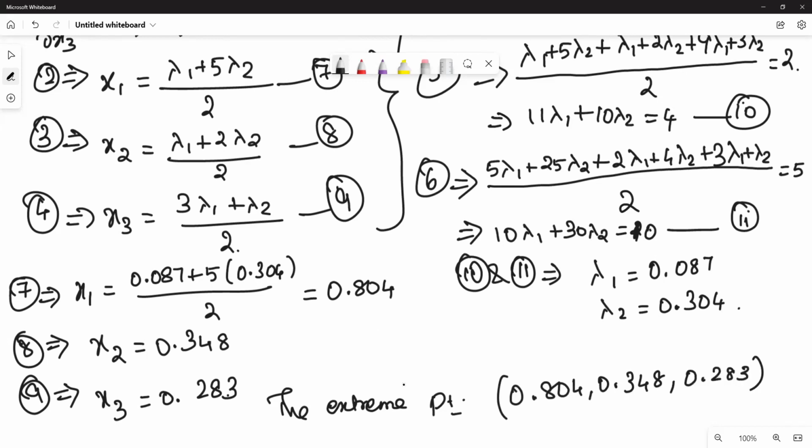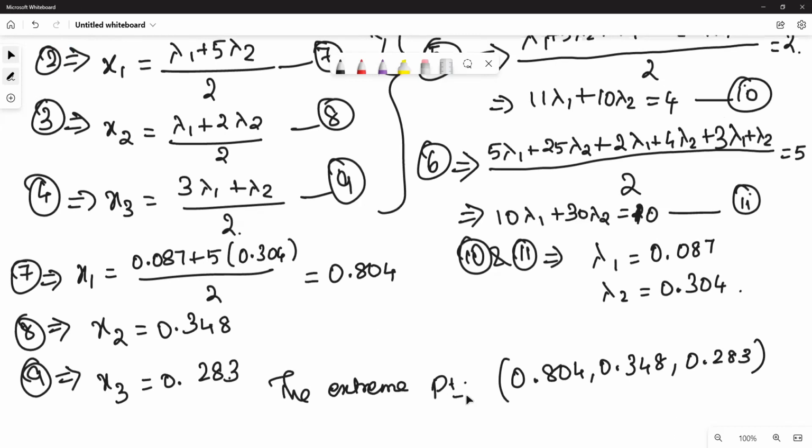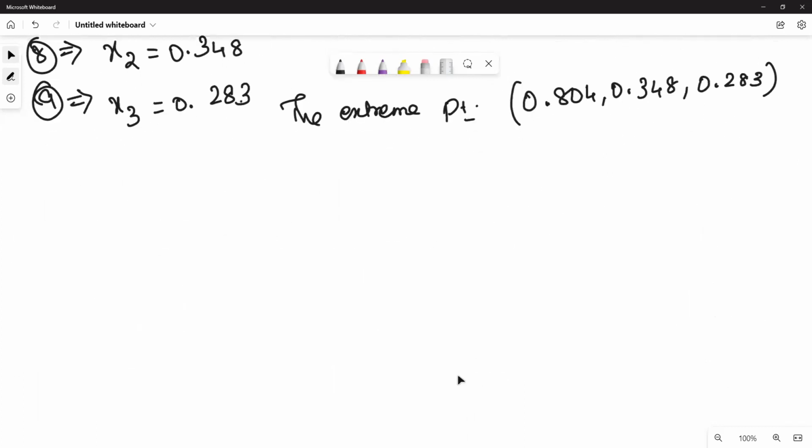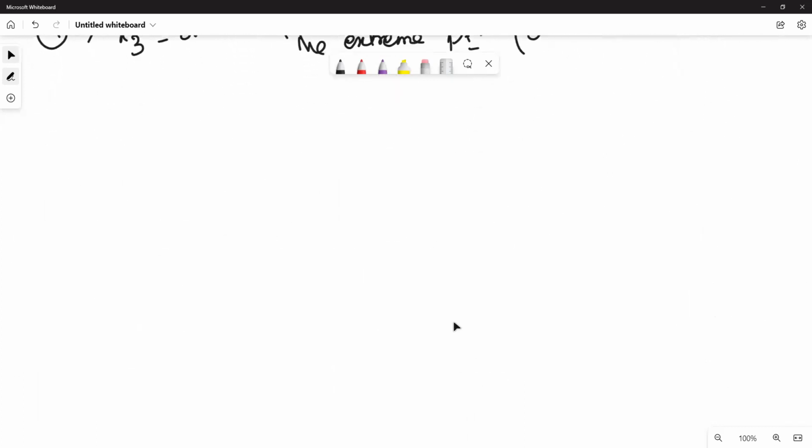Now we have to check whether this extreme point is maximum or minimum. That is, whether the given question is of maximization type or minimization type. For that, we are moving to step 2. Step 2 is checking whether the point we have got is maximum or minimum. That we can do by considering the bounded or bordered Hessian matrix.